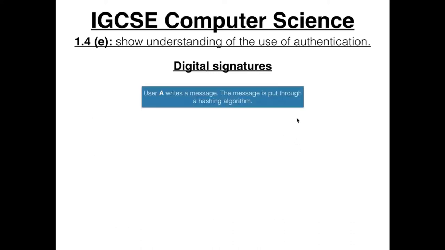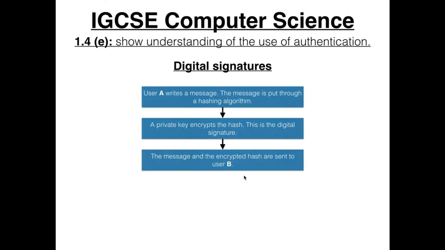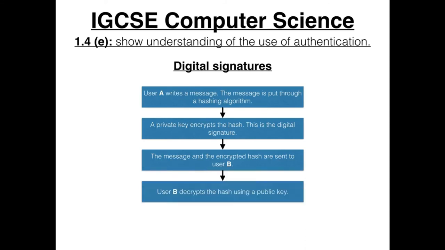So, user A writes a message. The message is put through a hashing algorithm, and also keep in mind that this is authentication. So, although there's encryption involved in this, that's not really the main point. So, the private key encrypts the hash. This is the digital signature. It's then sent along with the message, so the encrypted hash and the original message, which hasn't been encrypted or hashed, are both sent to user B.